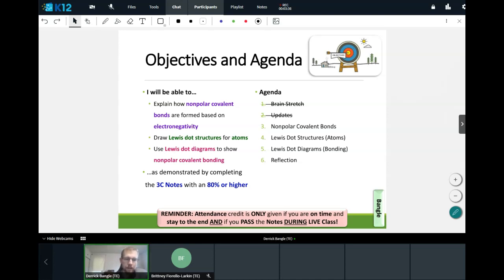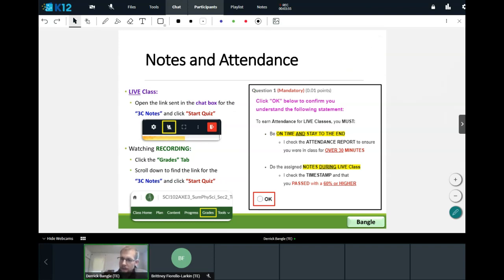And then we will learn how to draw Lewis dot structures for atoms, and use Lewis dot diagrams to show how nonpolar covalent bonding forms. So we will connect all that together, and hopefully by the end, we should be pretty proficient with all of that.